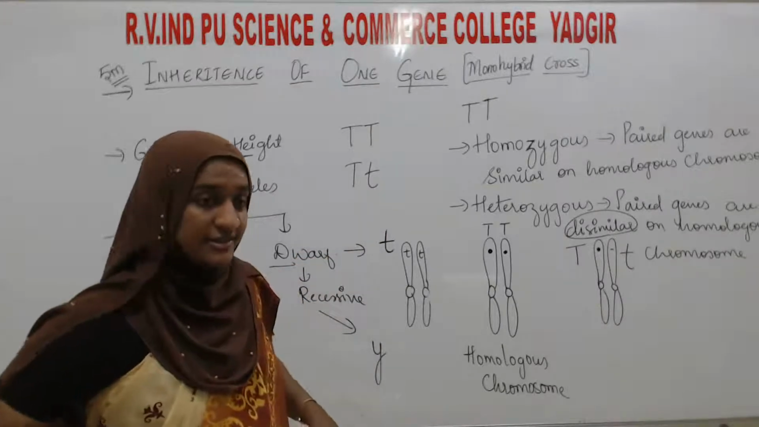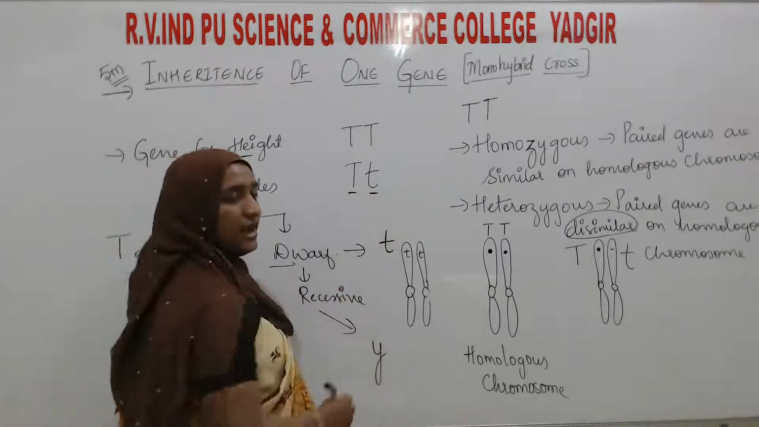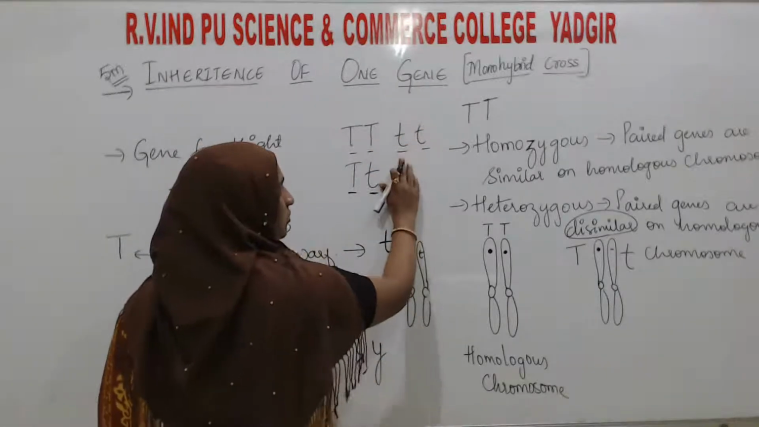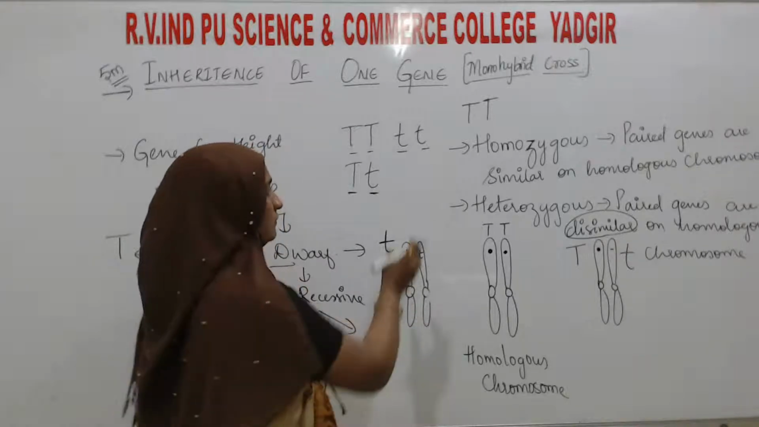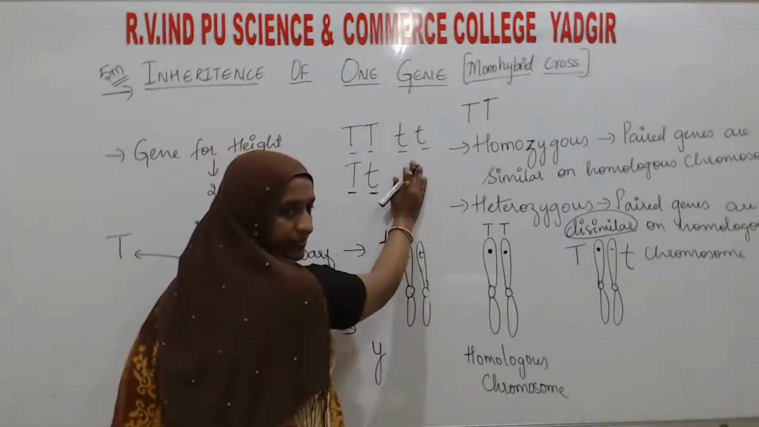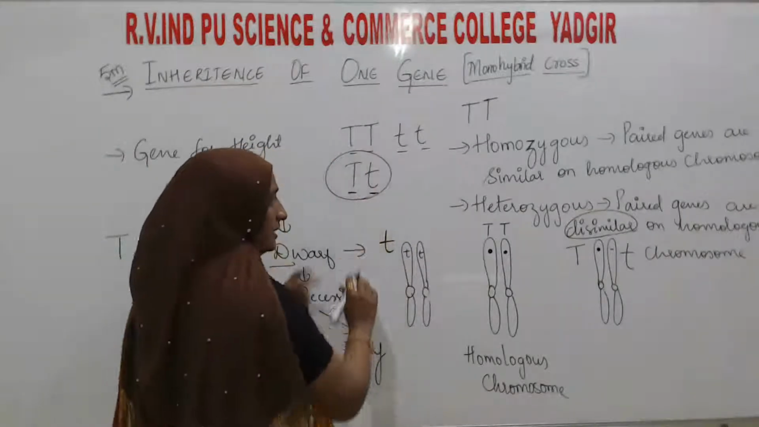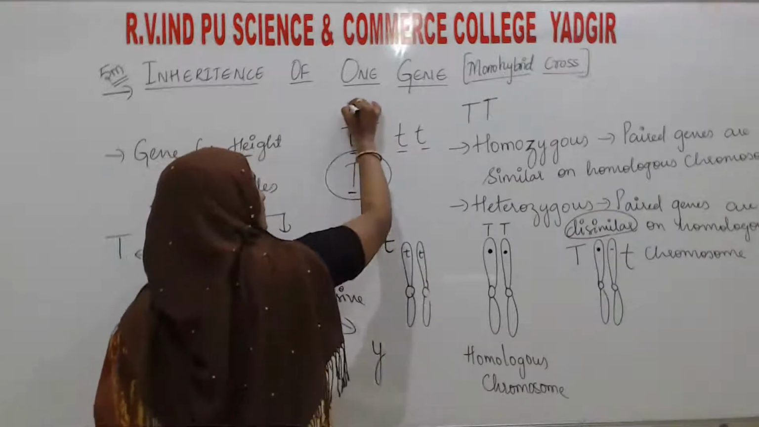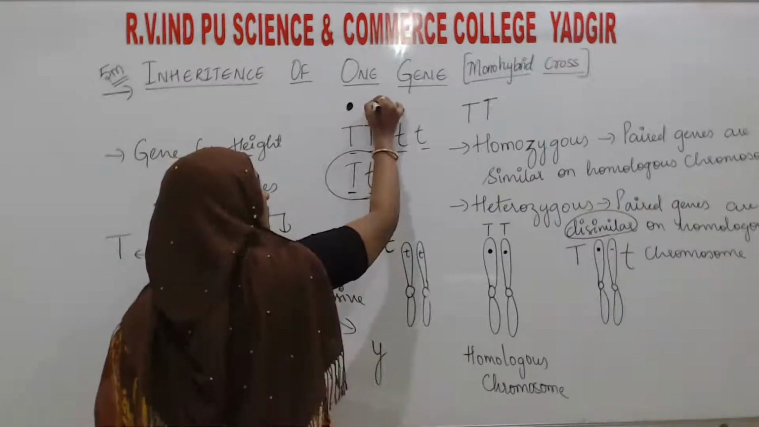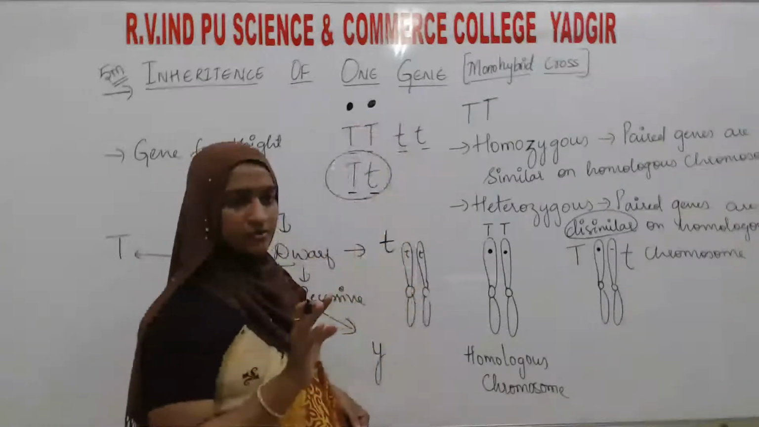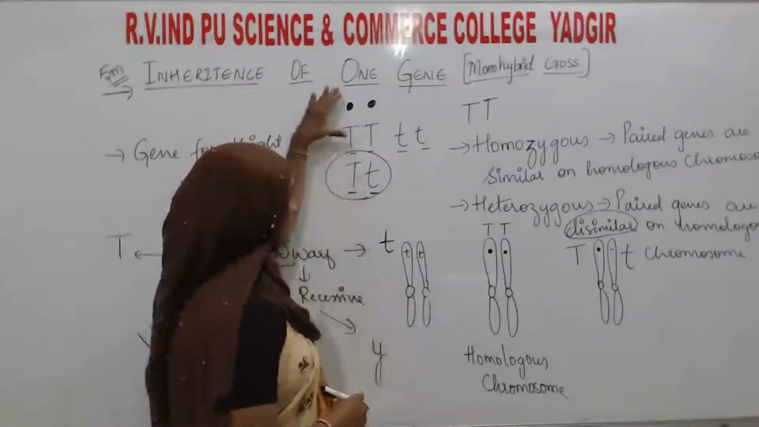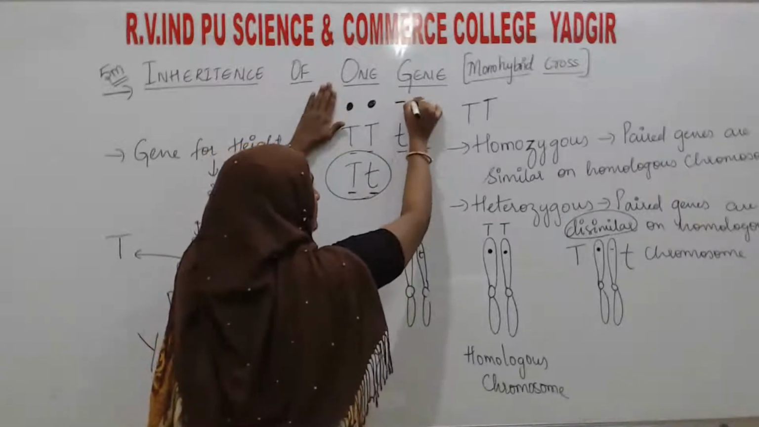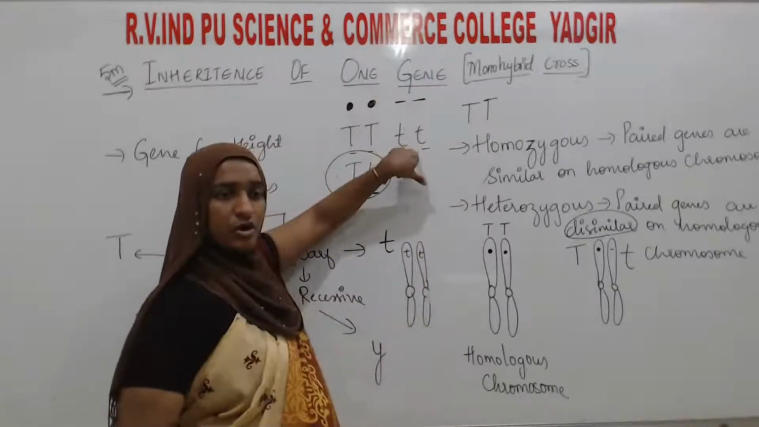Different. One is tall, another is dwarf. Here both are tall. One more condition, here you see small t. This is also homozygous because both are same. Here only this is dissimilar. Okay, we are representing, for example, with the round shape, just for example, genes will be round in shape. So it is capital T, capital T. This is slanted, so small t, small t.